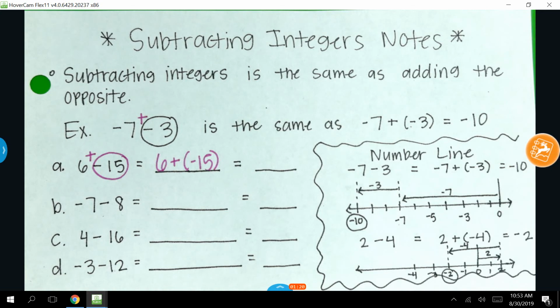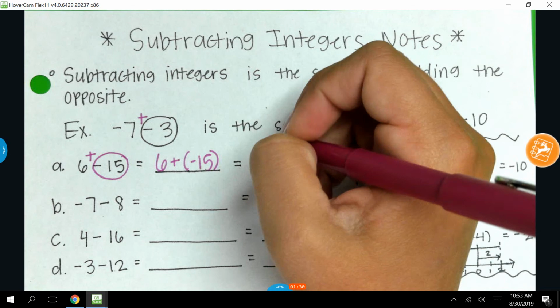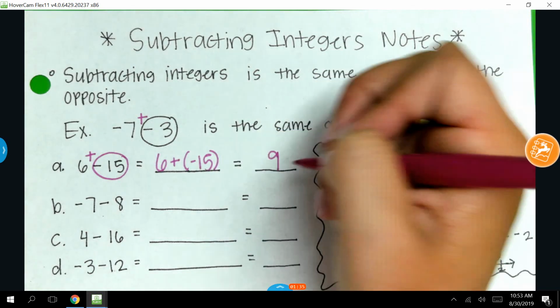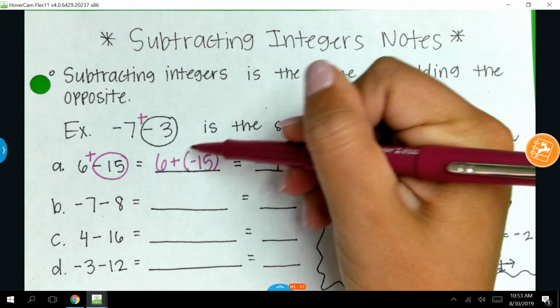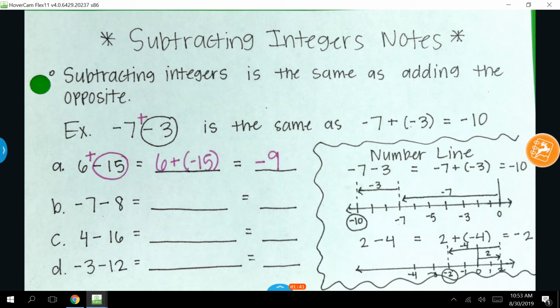Do I have same signs or opposite signs? Opposite. So am I adding or subtracting? Subtracting. So 15 minus 6 gives me what? Is it negative or positive? Negative, because the absolute value of negative 15 is greater than the absolute value of 6.